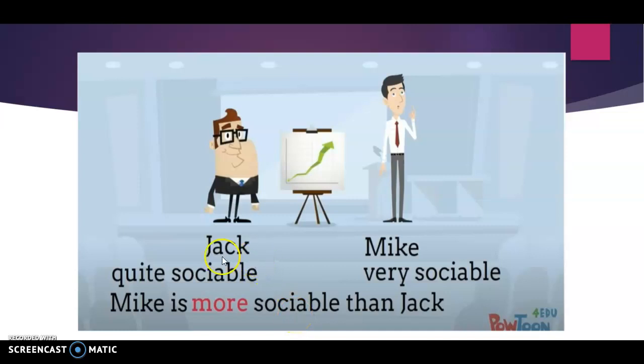Let's see. Jack is quite sociable. Mike is very sociable. Mike is more sociable than Jack. Of course, we find again the word than in front of the second person. So the ingredients here are more in front of the adjective and then than in front of the second element of the comparison.